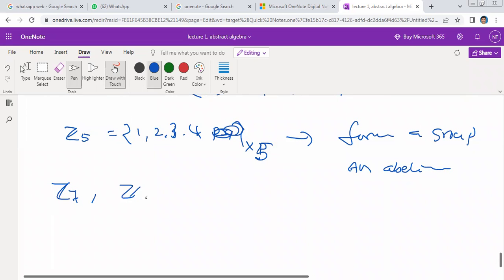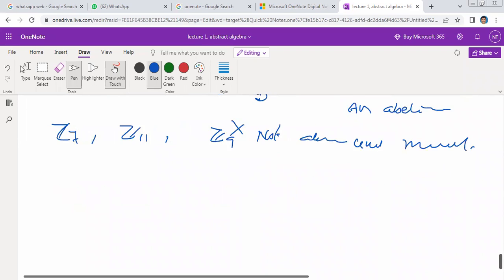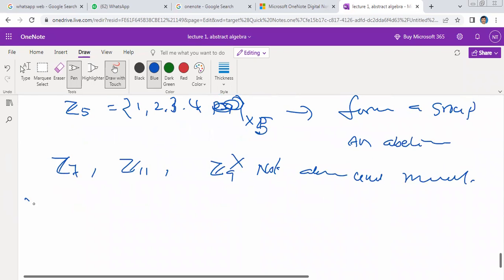What about Z9 or Z11? Z9: no sir, it is not a prime number, so it is not an abelian group. Under multiplication, that is. Under addition it works, anything works, but not multiplication.